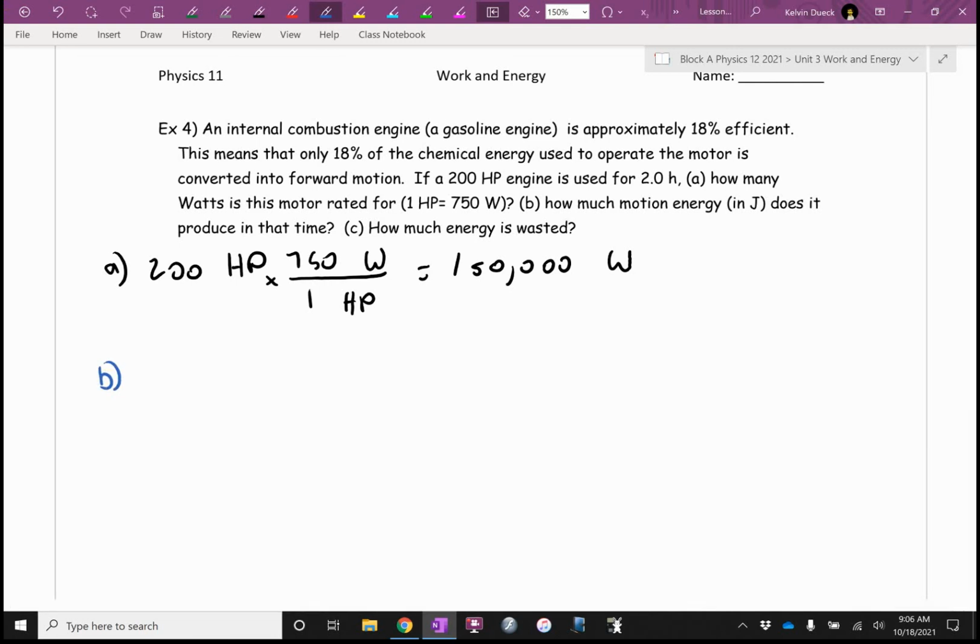Nick, what's B asking me to find? In what? No, in brackets. In what? Look at the units. So what's this question? What do we measure in joules? What's this question asked me to find? Work.